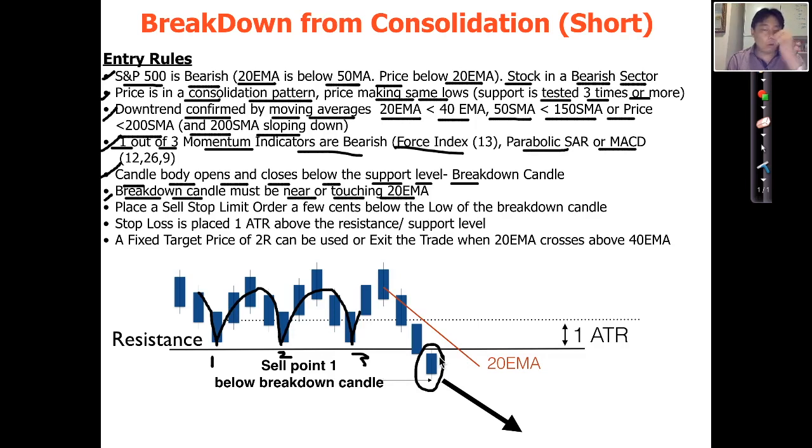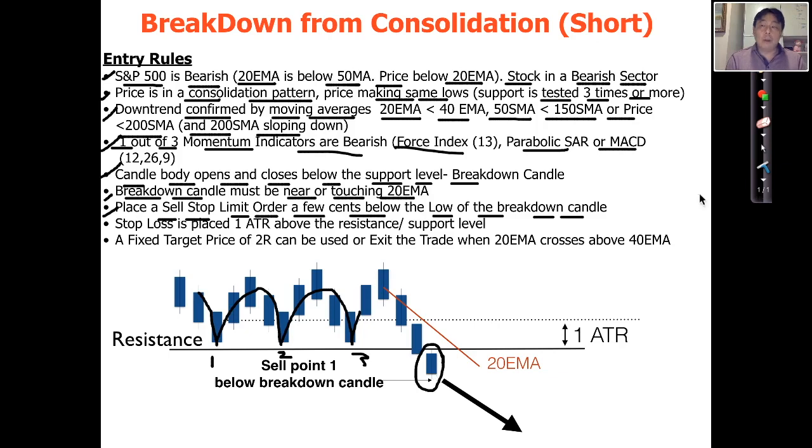So once you have got all those criteria met, you place your sell order because you're going to do a short sell. So you place a sell stop limit order a few cents below the low of that breakdown candle. Okay, so the same thing goes, it could be 1 cent, 3 cent, 5 cent, 10 cent, depending on the price of the stock.